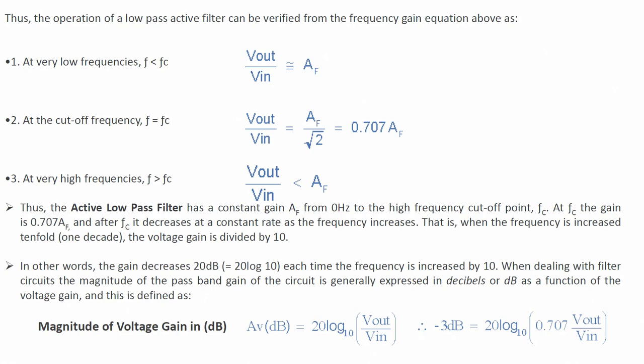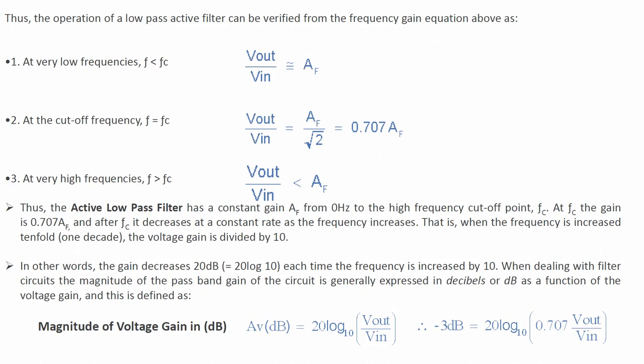For this configuration, that is the low pass active filter, we can see that at low frequencies, f less than f c, V out by V in is given by A f. At the cutoff frequency, where f equals f c, V out by V in is given by 0.707 A f, while at a higher frequency, where f is greater than f c, V out by V in is less than A f. This will be kind of opposite to the high pass filter, and we will see that.